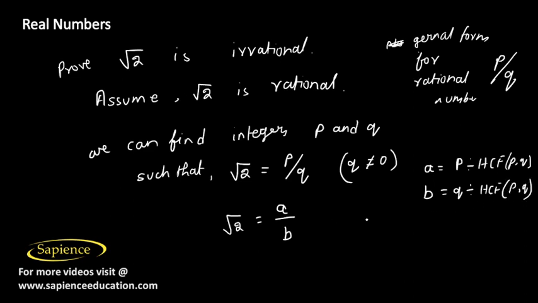Now that we have divided out all the common factors from the numerator and denominator, these two numbers can be called coprime. Coprime means two numbers which have no common factors. So we have written root 2 is equal to a divided by b, where a and b are coprime. Taking b this side, this can be written as b into root 2 is equal to a.